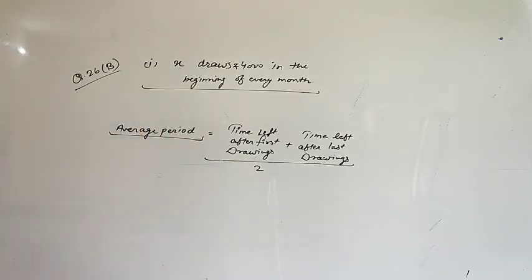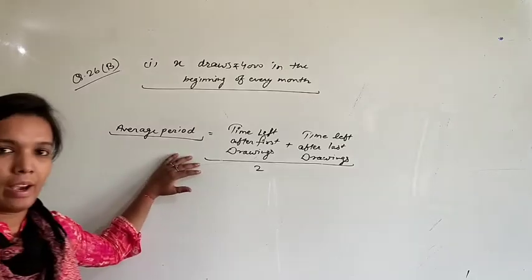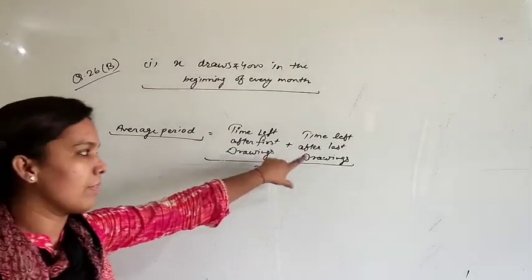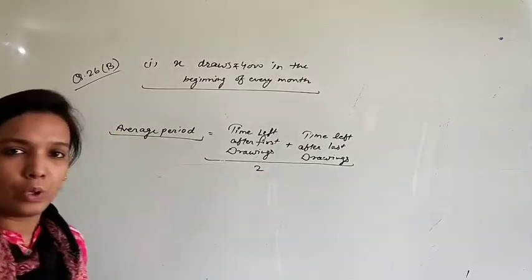In this case you have to find the interest on drawing. Second case, Y draws 4,000 rupees from the firm at the end of every month. And third case, Z draws 4,000 rupees from the firm in the middle of every month. Interest on drawing is to be charged at the rate of 9% per annum. Calculate interest on partners' drawing. Okay, so the formula we already have for finding average period: time left after first drawing plus time left after last drawing, divided by 2.